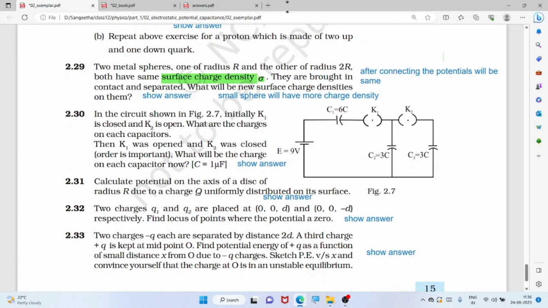Two metal spheres have the same surface charge density, okay. They are brought in contact, which means their voltage will be the same, that means there will be some charge transfer, okay. And they are in contact, that means their potential will be the same in both conductors. And separated, now the surface charge density, when the potential is the same, that means the smaller radius will have the more surface charge density.